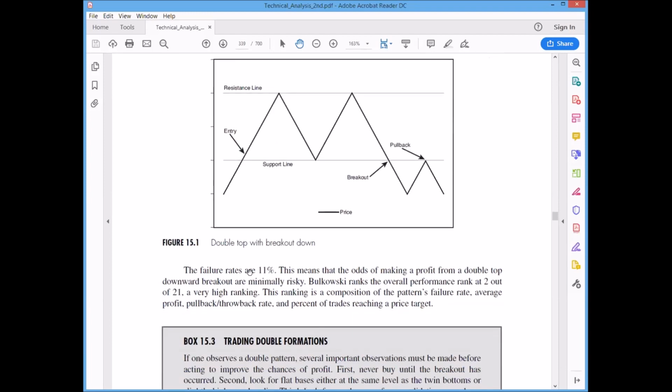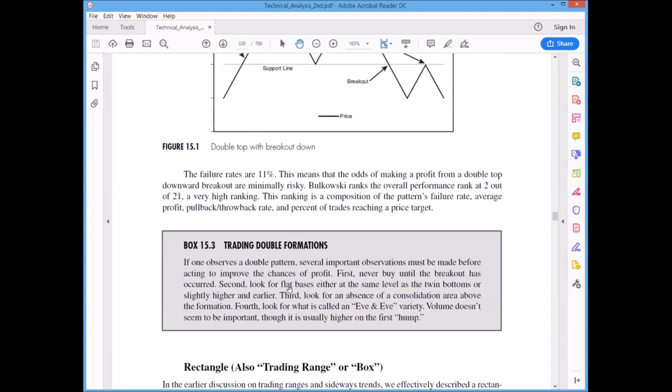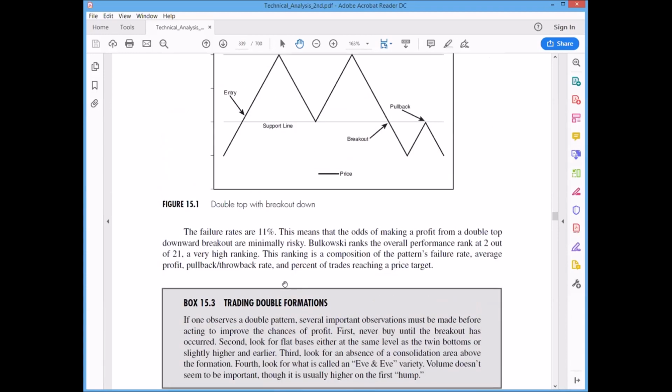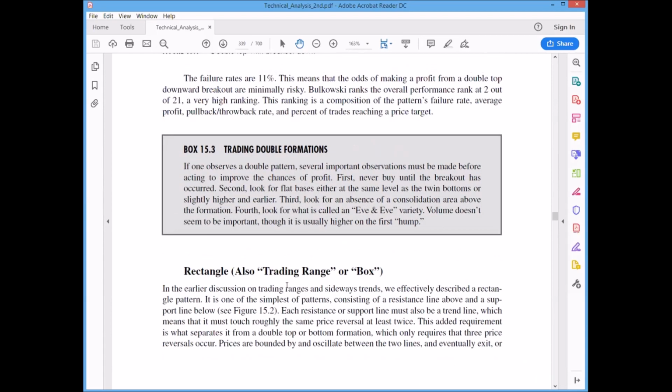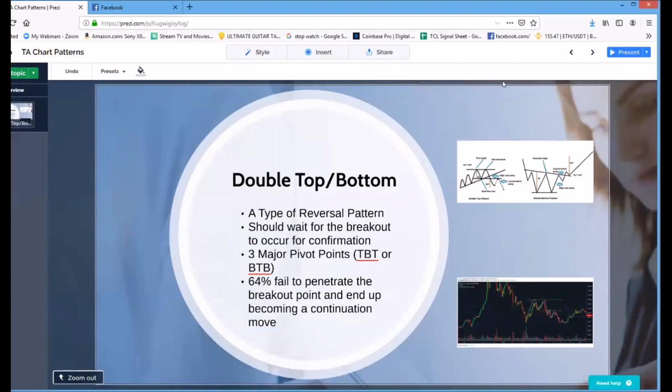One of the things that they mention here is the failure rates are 11%. This means the odds of making a profit from a double top downward breakout are minimally risky. Bulkowski ranks the overall performance rank at 2 out of 21, a very high ranking. They actually ranked patterns based on their failure rate, their average profit, and the percent of trades reaching a price target. Double bottoms and double tops traditionally are very reliable: when they have formed properly and show a breakout, there's a pretty good chance they're going to quickly move to where you expect them to go. Not always, but pretty commonly.